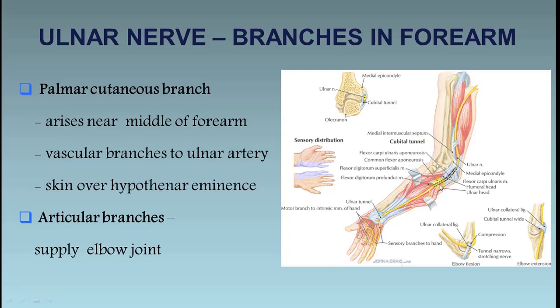Okay. So the branches we have seen: muscular branches, then the branches in the forearm. One is the palmar cutaneous branch supplying the skin of the forearm, and the dorsal cutaneous branch supplying the skin of the medial part of the dorsum of the hand and the medial one and a half fingers.